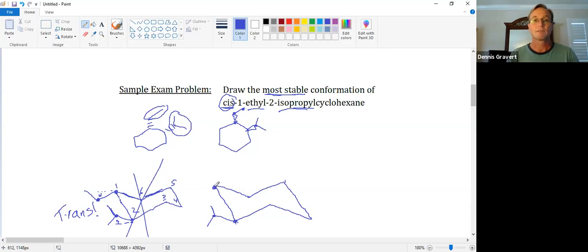And then now, what goes up is the ethyl group. There we go. There's a cis-1-ethyl-2-isopropylcyclohexane. There we go.